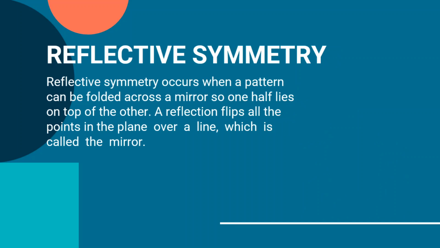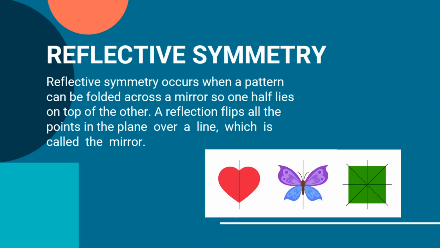Reflective symmetry occurs when a pattern can be folded across a mirror, so one half lies on top of the other. A reflection flips all the points in the plane over a line, which is called the mirror. An example of reflective symmetry is the shape of a heart.